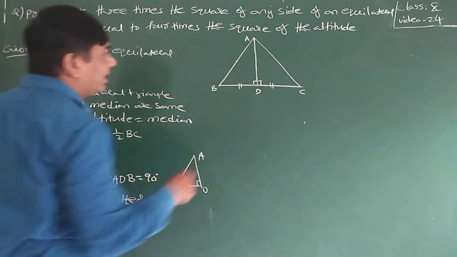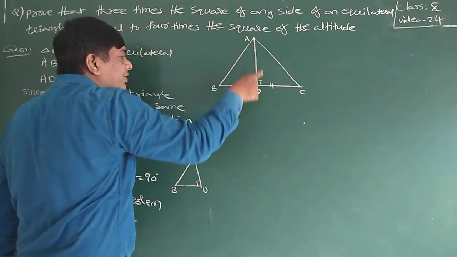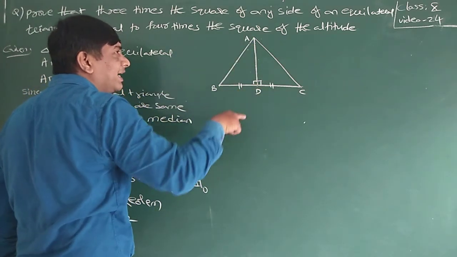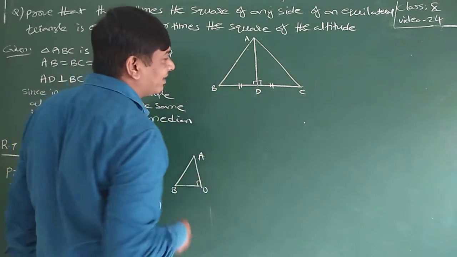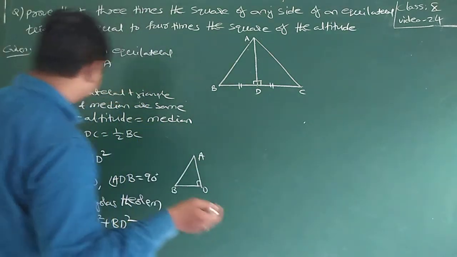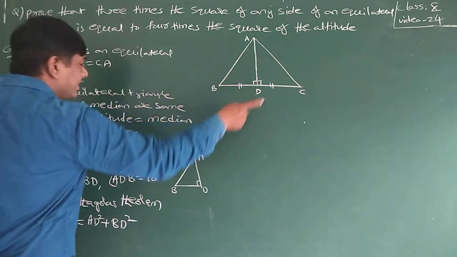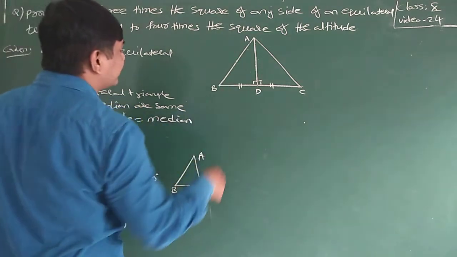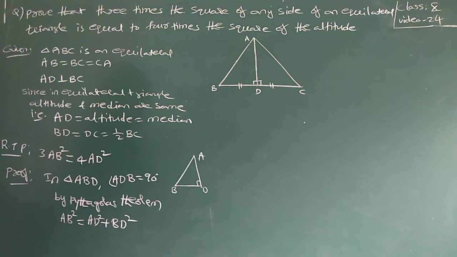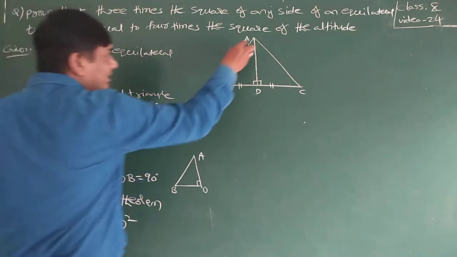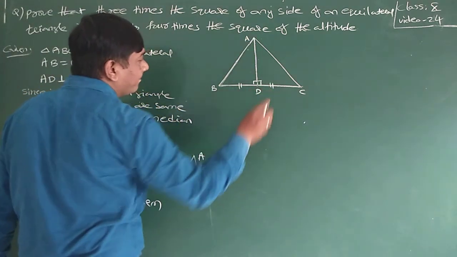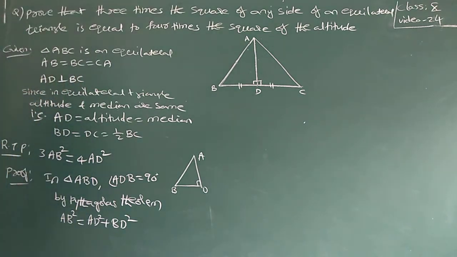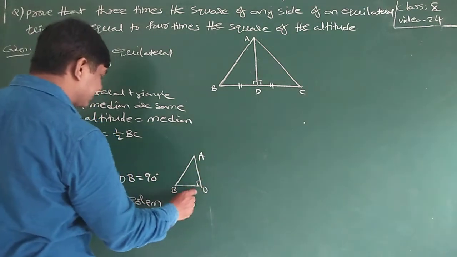A median is a line segment drawn from a vertex to the midpoint of the opposite side of a triangle. That means the opposite side is divided into two equal parts. That means BD is equal to DC, which is half of BC. Now I have to prove that 3 into AB square is equal to 4 into AD square. To prove that, I considered triangle ABD. In triangle ABD, angle ADB is equal to 90 degrees. By Pythagoras theorem, AB square is equal to AD square plus BD square.